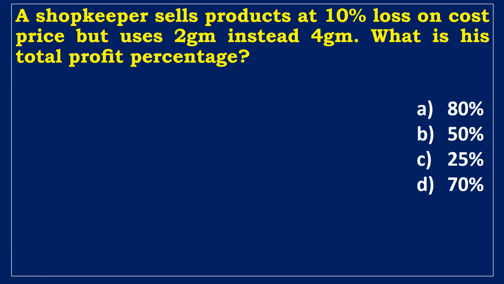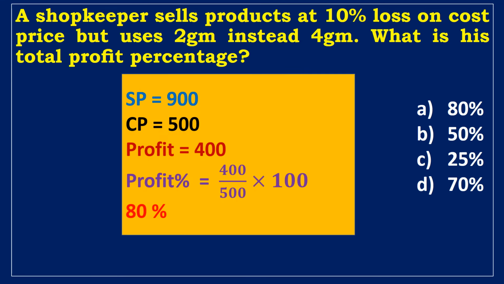Second example. A shopkeeper sells products at a 10% loss on cost price but uses 2 grams instead of 4 grams. What is his total profit percentage? Let us assume that CP is 1000 grams. The shopkeeper sells products at a 10% loss on cost price. In this case, SP equals 900 grams.